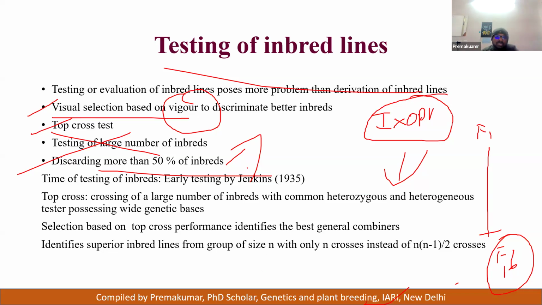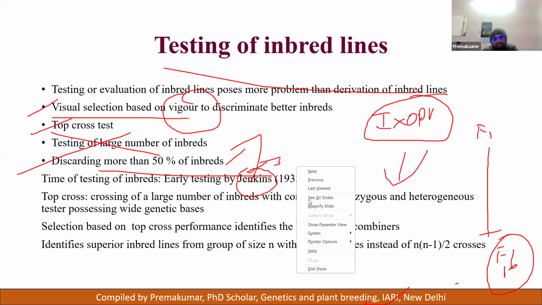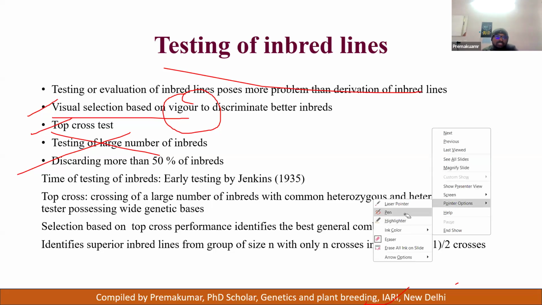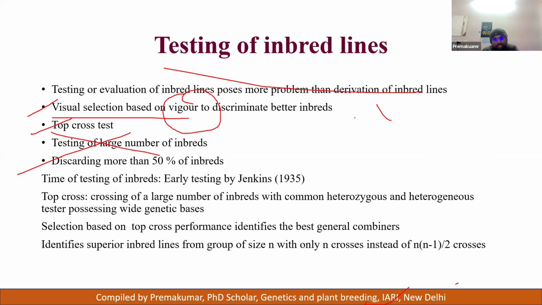Jenkins has given the best method, called early testing of inbred lines. Actually, there are several views. In some conditions, evaluation at F6 will be better; in some conditions, F2 will be better. But normally we go for early testing, meaning only in an early generation we test for combining ability based on top cross. Then you choose the better inbred lines. That means selection based on top cross performance in early generations. That is called early testing, to identify the superior inbred lines from a group.